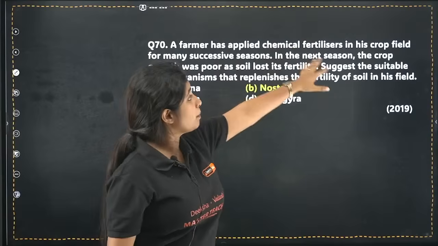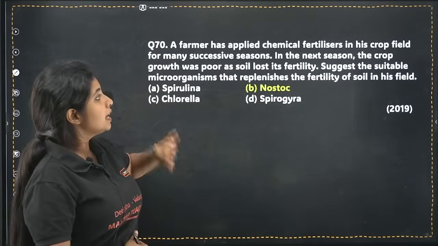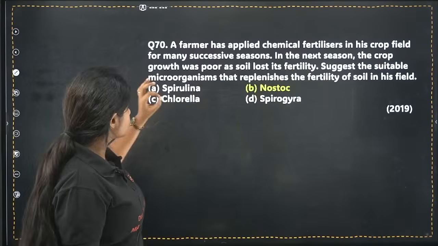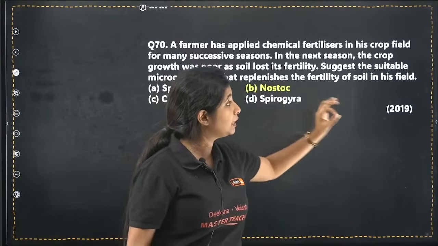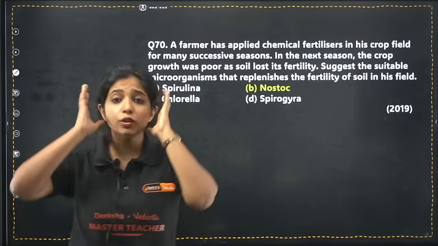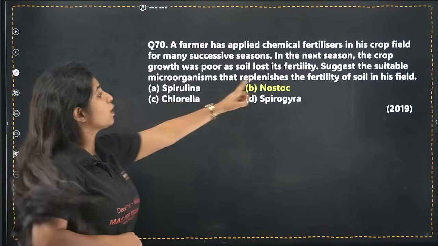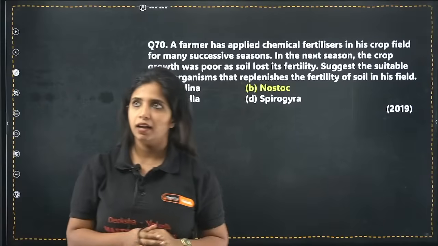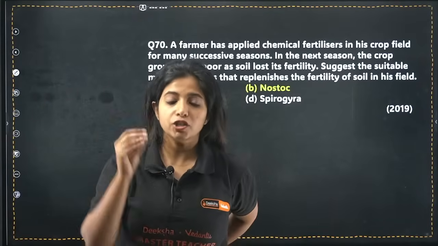A farmer has applied chemical fertilizers in the crop field. In the next session, the crop growth was poor and the soil lost fertility. Suggest a suitable microorganism that can replenish the fertility of the soil. You can use anything, but over here, the biofertilizer is only Nostoc. Nostoc is what? Nostoc is a bacteria.